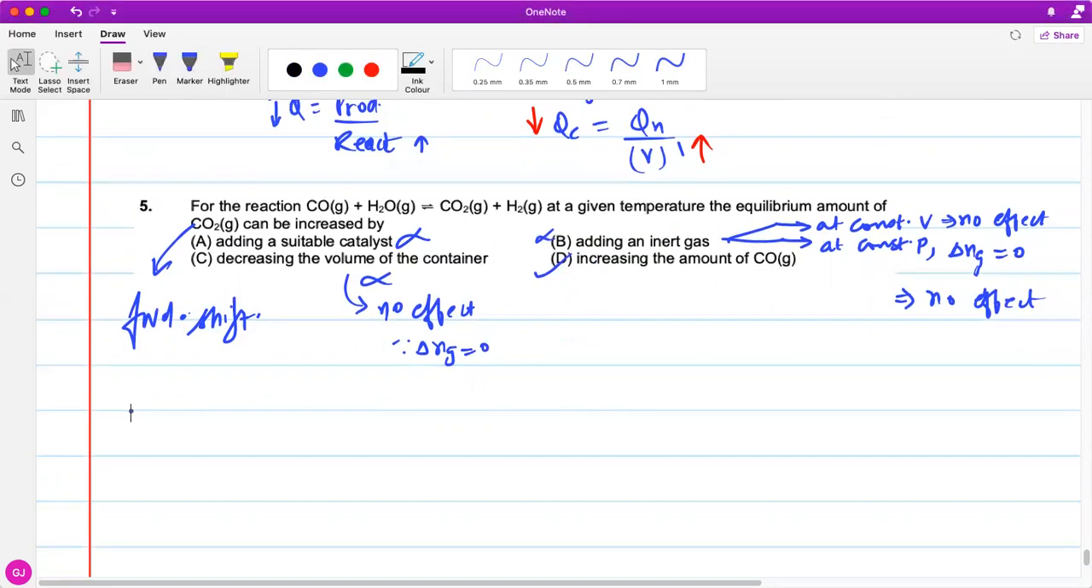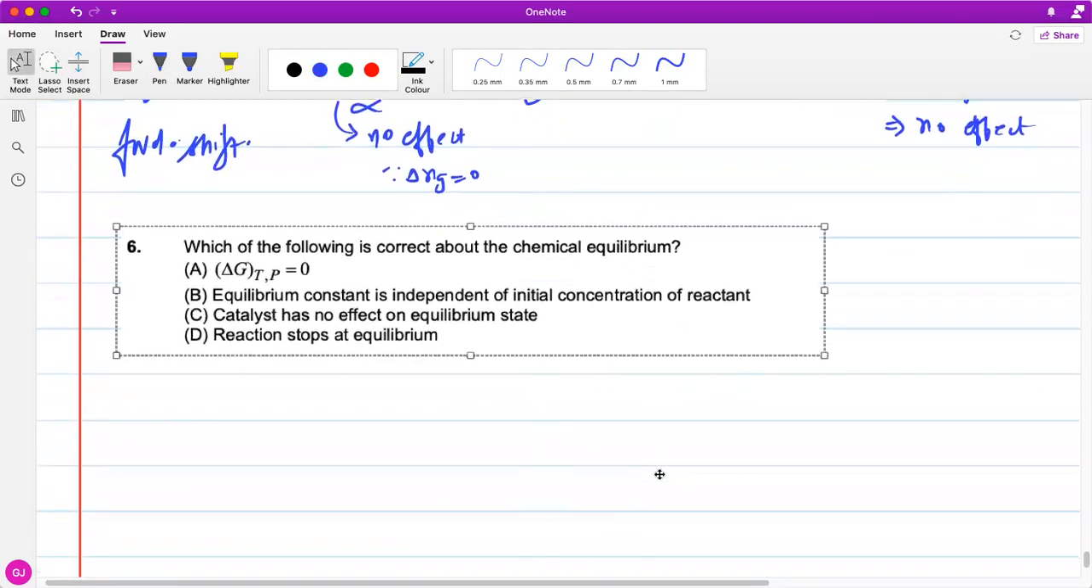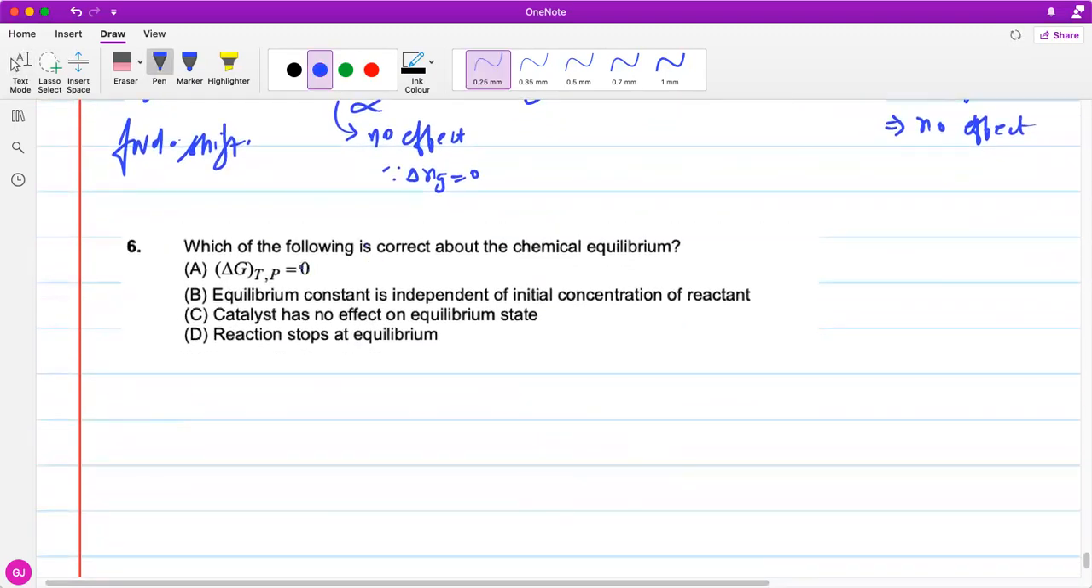Let's look at question number 6. Which of the following is correct about chemical equilibrium? Well, first is absolutely correct. This is from thermodynamics, that a process under constant T, P conditions is at equilibrium, and the condition for that is the change in Gibbs free energy delta G is 0.